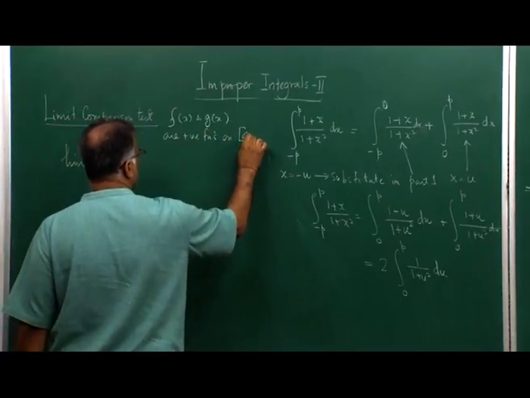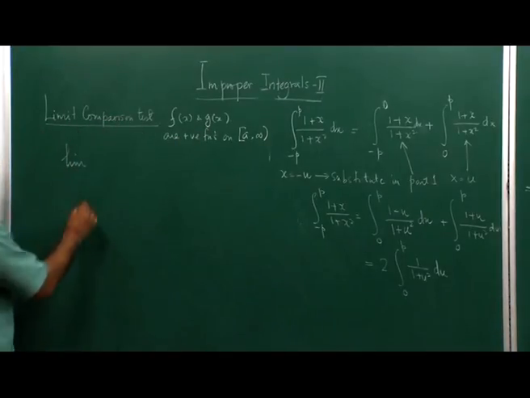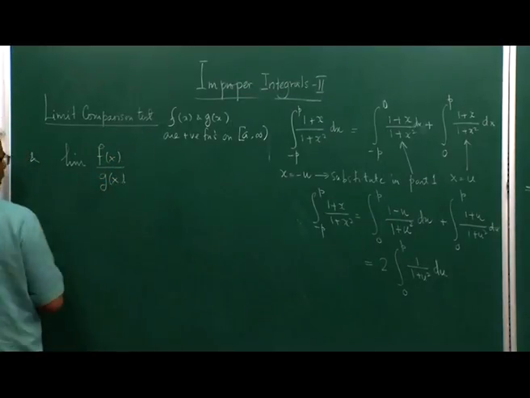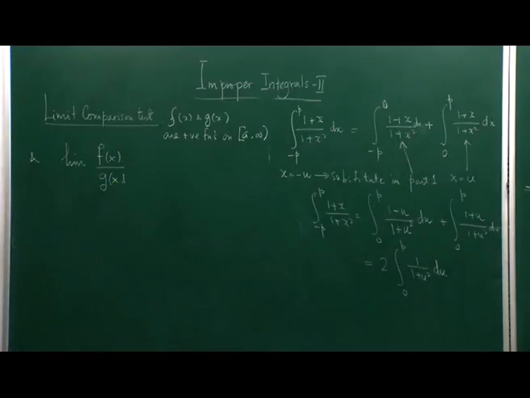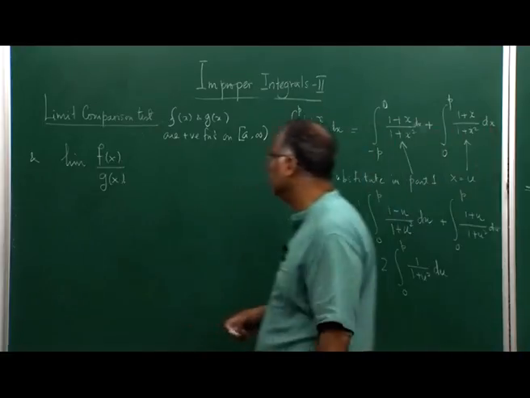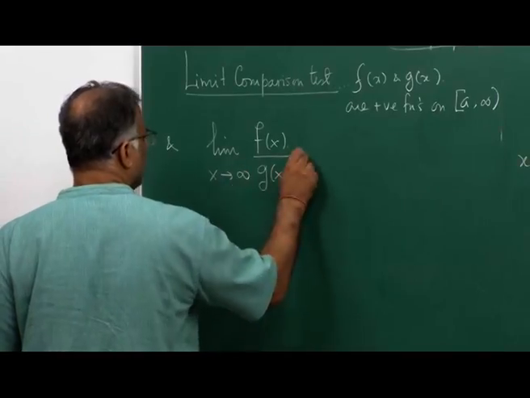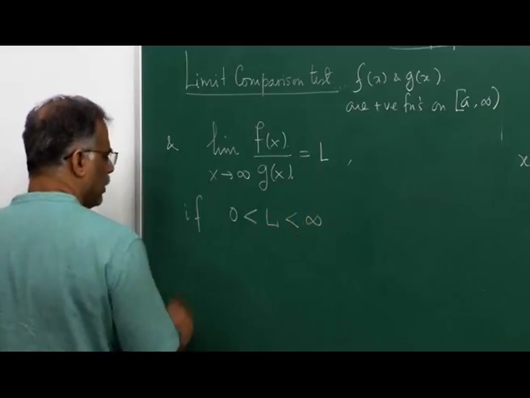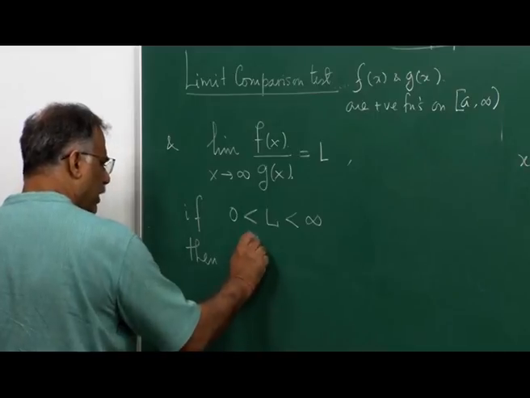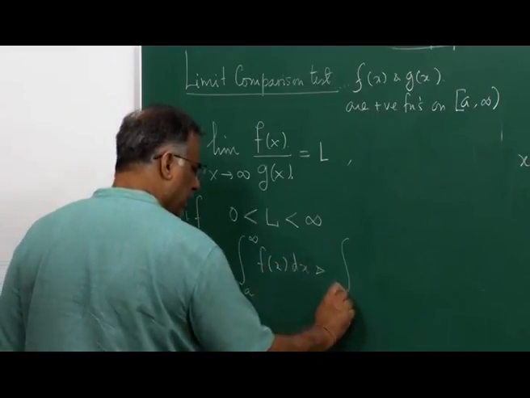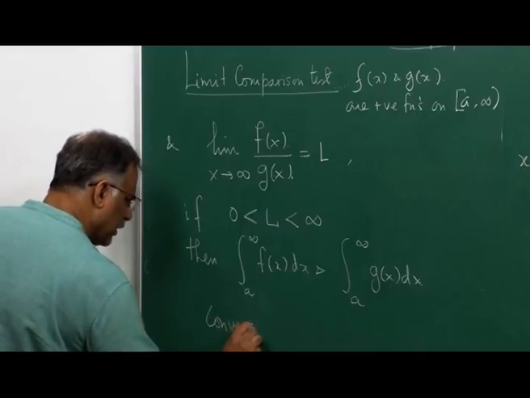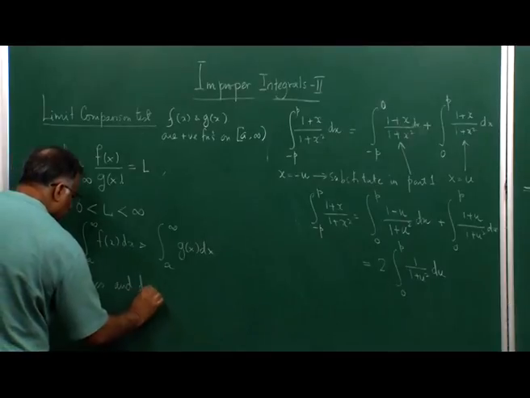on say some a to infinity, okay, and say the limit of f x by g x as x tends to infinity, what is their behavior? So, the limit should be a non-zero and finite limit. So, the limit as x tends to infinity should be L, and if so, then the integral a to infinity f x dx and the integral a to infinity g x dx converge and diverge together.